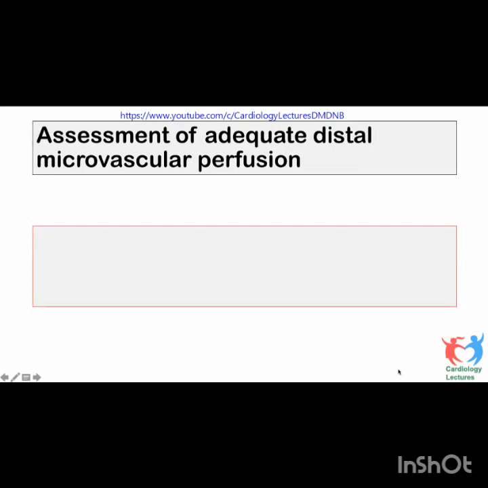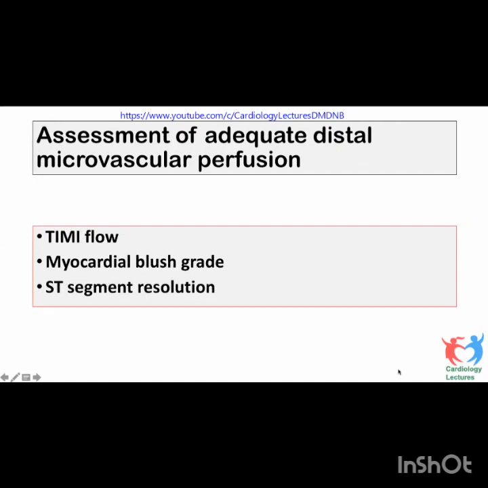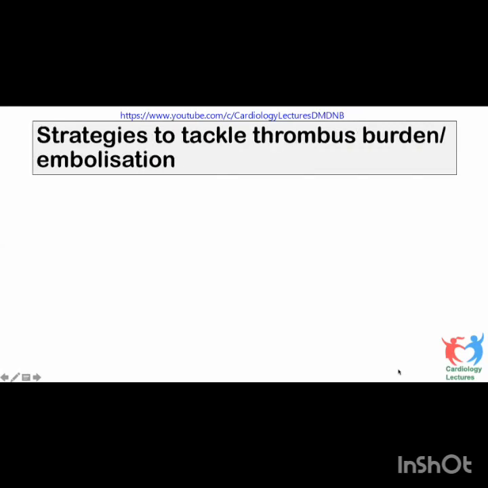How do we assess adequate distal microvascular perfusion? We look at the TIMI flow grade, myocardial blush grade, and ST segment resolution on the ECG. These are some of the yardsticks we use to assess the extent of distal microvascular perfusion during primary angioplasty. What are the strategies to tackle thrombus burden and embolization? It can be either pharmacological or mechanical.